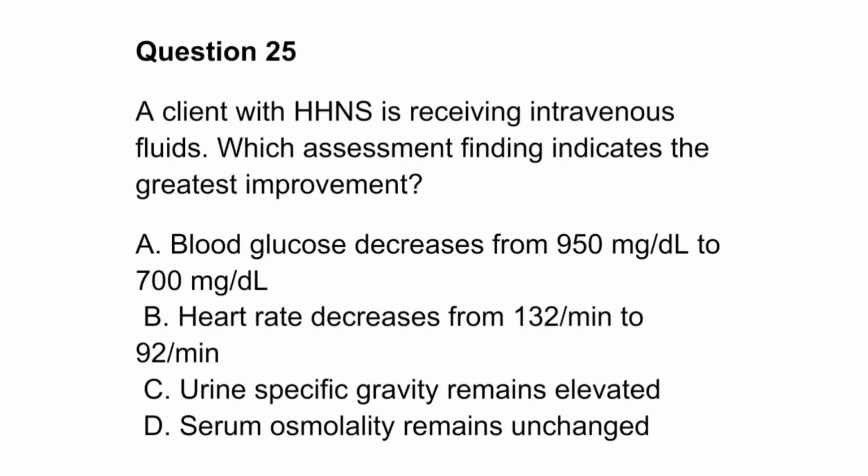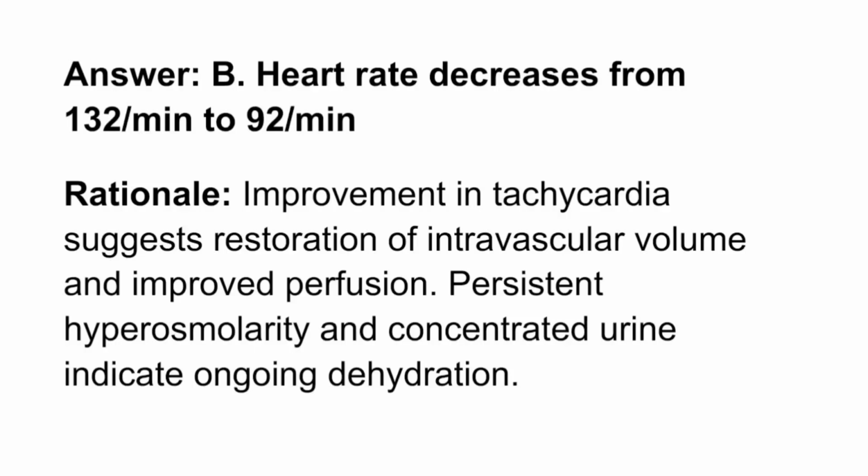A. Blood glucose decreases from 950 milligrams per deciliter to 700 milligrams per deciliter. B. Heart rate decreases from 132 per minute to 92 per minute. C. Urine specific gravity remains elevated. D. Serum osmolality remains unchanged. Answer. B. Heart rate decreases from 132 per minute to 92 per minute. Rationale. Improvement in tachycardia suggests restoration of intravascular volume and improved perfusion. Persistent hyperosmolarity and concentrated urine indicate ongoing dehydration.